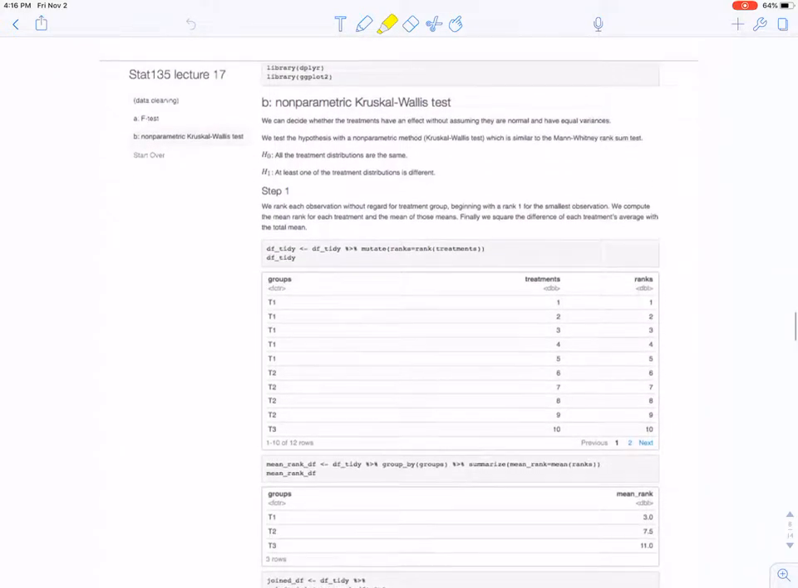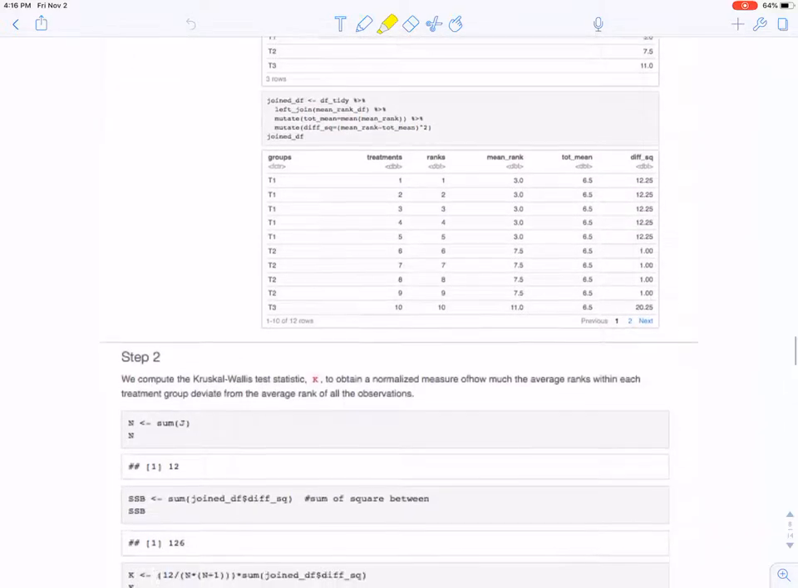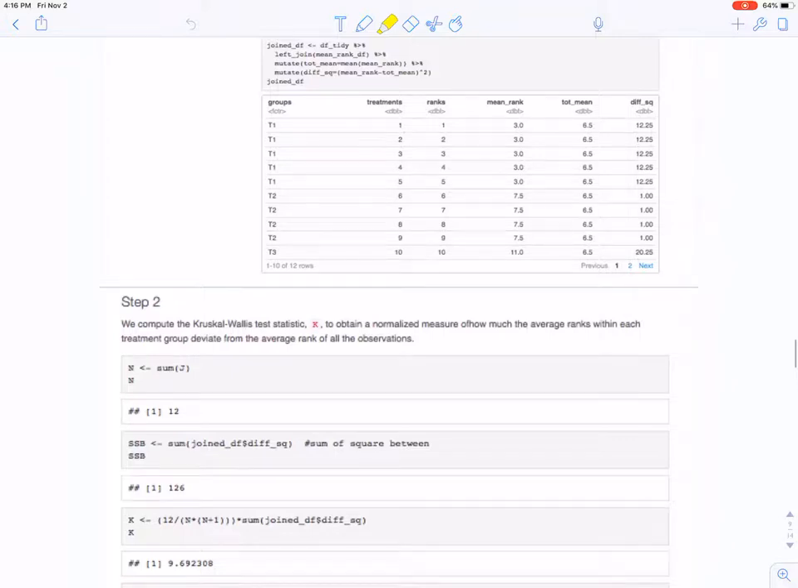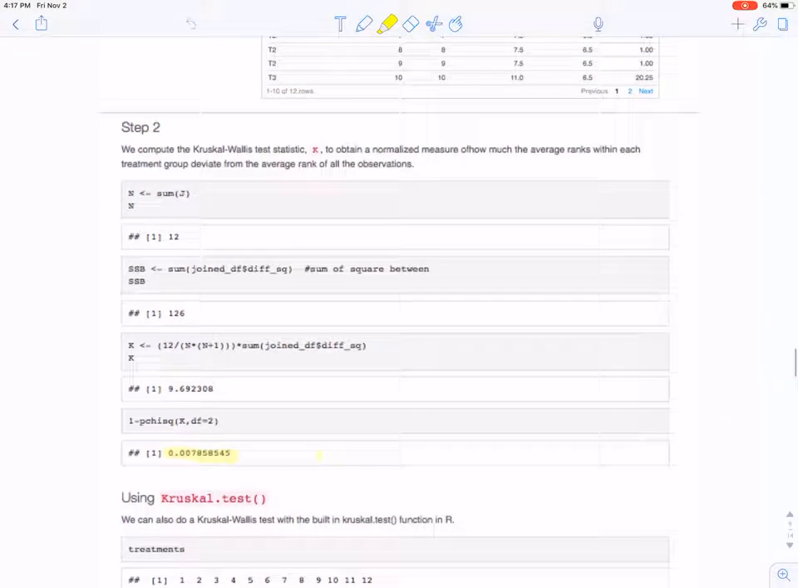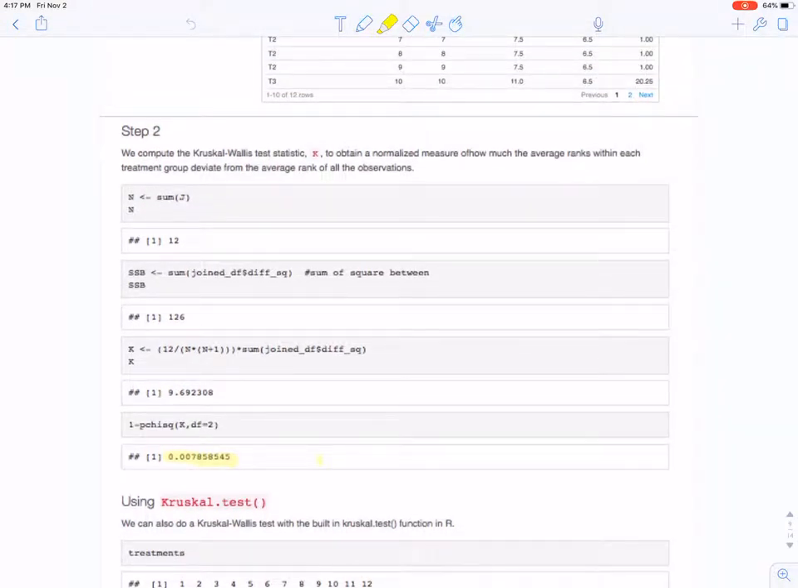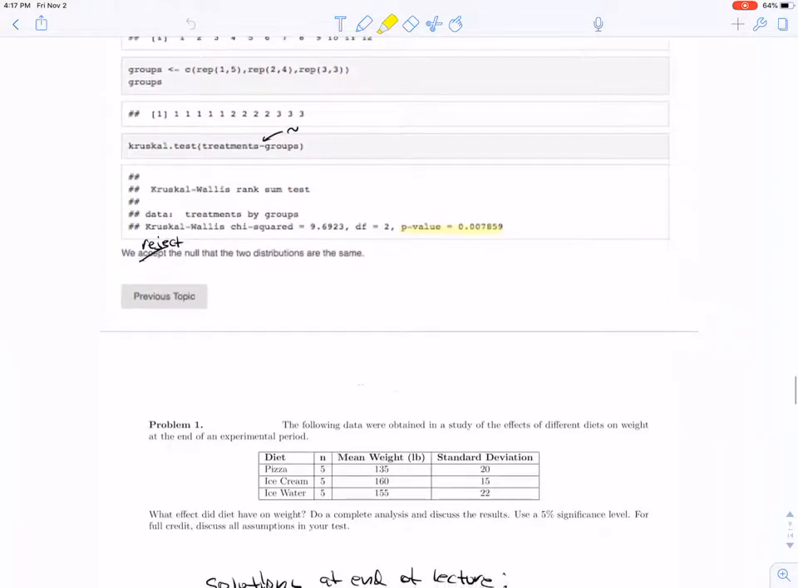So we have some example in R, and I did it out by hand, so it was a bit of data wrangling to get it in the form I want, but no problem. You can just calculate the p-value directly, or you can just use kruskal.test and do it very easily. So you end up rejecting the null.